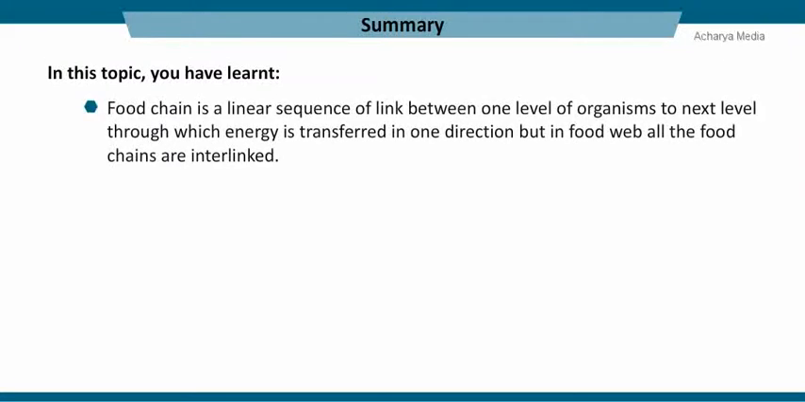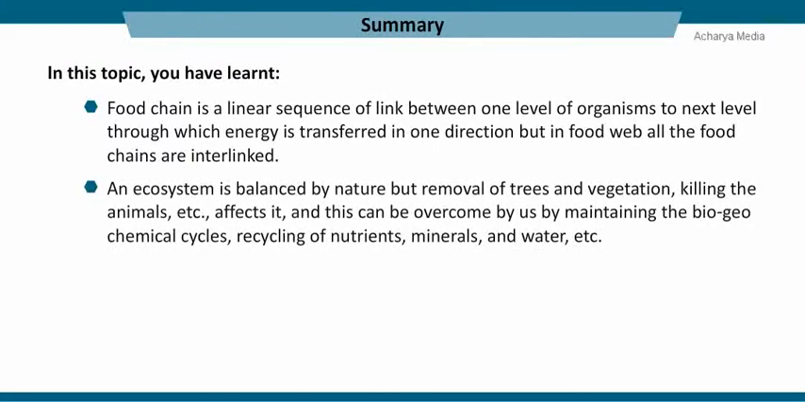A food chain is a linear sequence of links between one level of organisms to the next level through which energy is transferred in one direction, but in a food web all the food chains are interlinked. An ecosystem is balanced by nature, but removal of trees and vegetation, killing the animals, etc. affects it, and this can be overcome by us by maintaining the biogeochemical cycles, recycling of nutrients, minerals and water, etc.